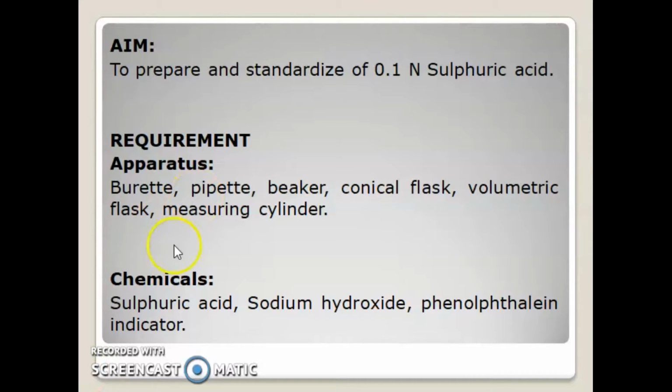Students, now we will see the requirements for today's practical. Requirements are apparatus and chemicals. Apparatus required are burette, pipette, beaker, conical flask, volumetric flask and measuring cylinder. And the chemicals required are sulfuric acid, sodium hydroxide and phenolphthalein indicator.